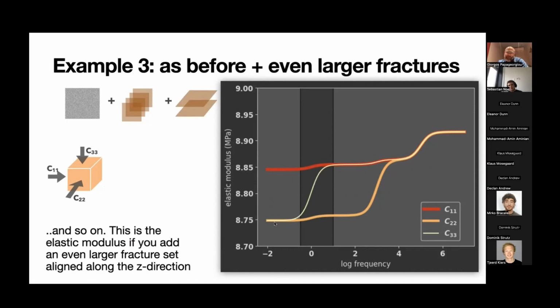So C11 and C22 do not disperse very much when they encounter these large fractures, but because C33 is normal to these fractures, a wave that passes from up down induces this fluid flow, and you have this large dispersion that occurs. And now these are larger, so they occur in a lower frequency, and essentially that's how you create as many fracture sets as you want, and it's very mathematically tractable to do this.